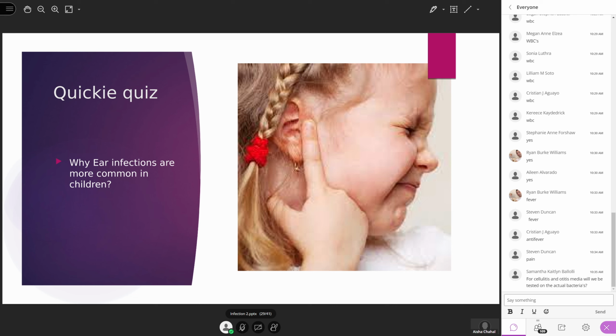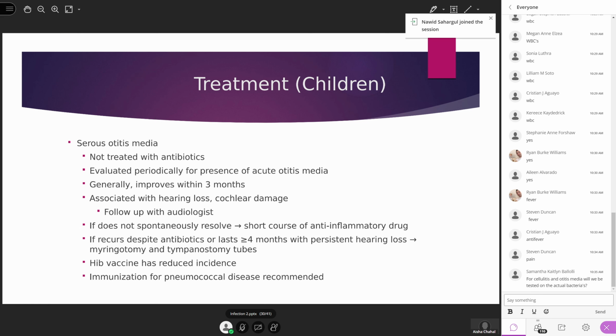And a quick quiz: why are ear infections more common in children? Some reasons. Because of the anatomy of the ear canal. There you go. Yeah, it's much flatter. What else? Their immune systems aren't as mature. There you go. Yeah. So you're following, right? These are the two main reasons why children are more prone to getting ear infections, right? And so this was that.